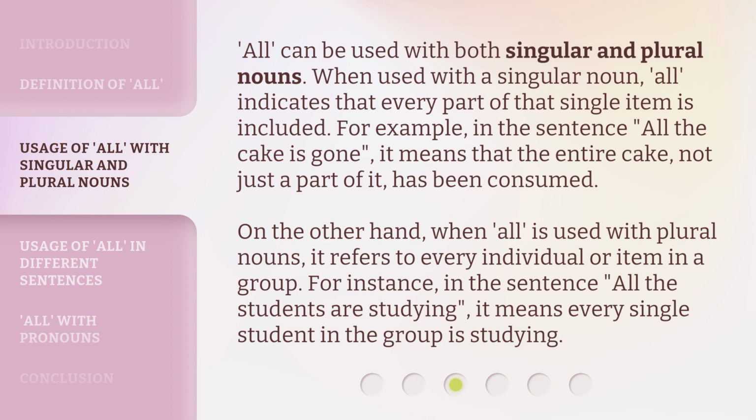On the other hand, when all is used with plural nouns, it refers to every individual or item in a group. For instance, in the sentence, "All the students are studying," it means every single student in the group is studying.